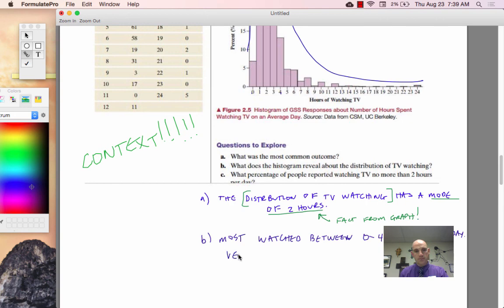Very few watched more than 8 hours per day. Hours of TV per day. Context, context, context. So even here I should say hours of TV because that's my context. They did 0 and 4 hours of what? Gardening, cooking, eating, whatever it is. It's got to be specific to the problem. Watching TV, watching hours of TV per day.